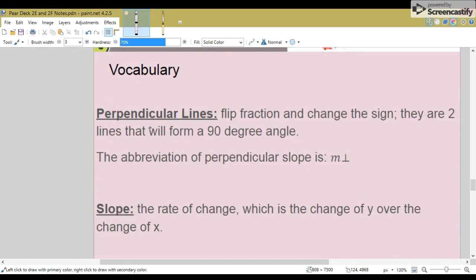Vocabulary. Perpendicular lines: flip the fraction and change the sign. There are two lines that will form a 90-degree angle. The abbreviation for perpendicular slope is m with an upside down T. Slope is the rate of change, which is the change of y over the change of x.